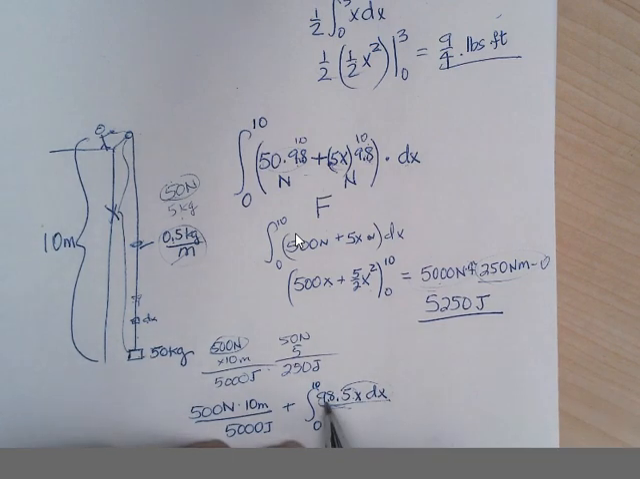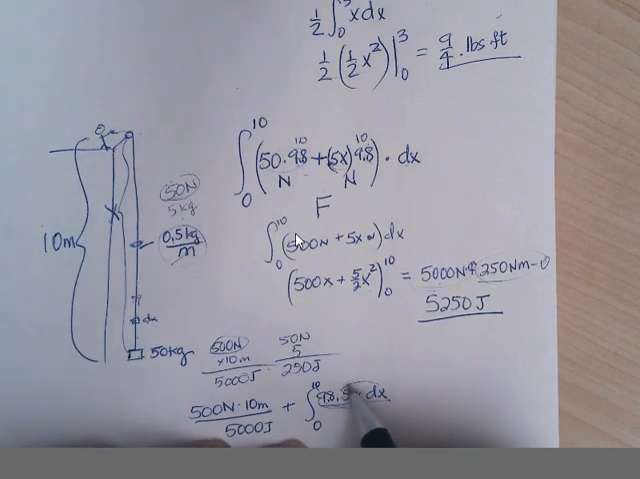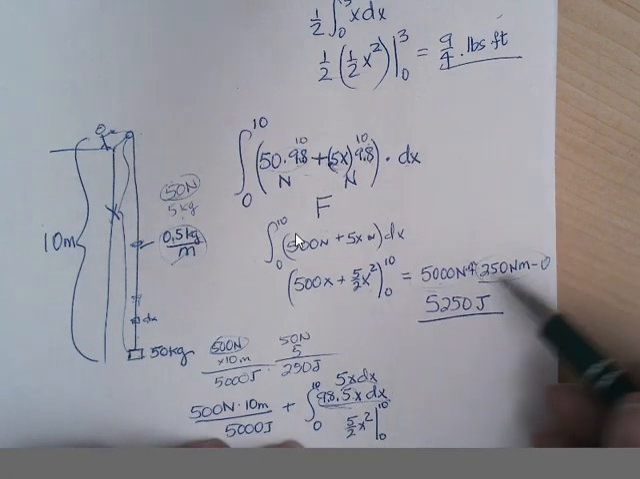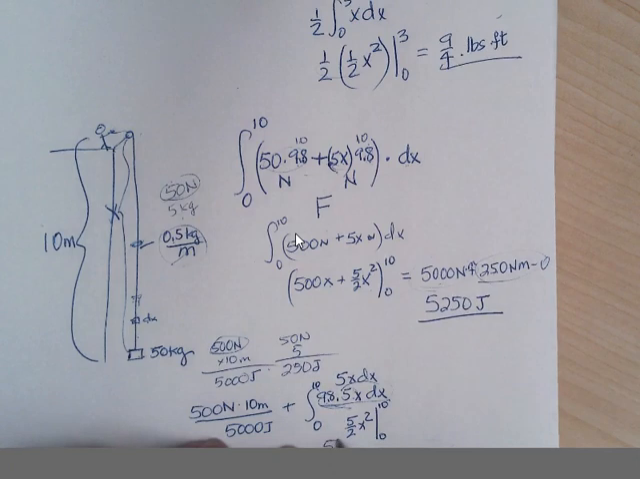Well, 10 times 0.5 is 5 x dx. Integrate that, it becomes 5 halves x squared, evaluated from 0 to 10. Put 10 in there and I get 100, divided by 2 is 50, times 5 is the 250.